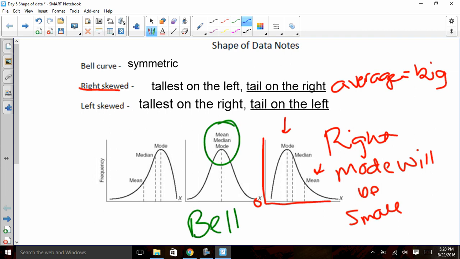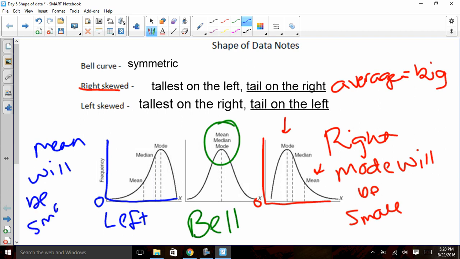Now, if we take a look over here on the left side, for my left skew, we're going to have the opposite. Again, here's my XY graph, here's my 0. In this case, my mean or my average will be small. And my mode will be bigger. When you add up the same value multiple times over and over and over again, it's quite a large number. You also still have to remember you're dividing by that number. So that is why your mean will be smaller.